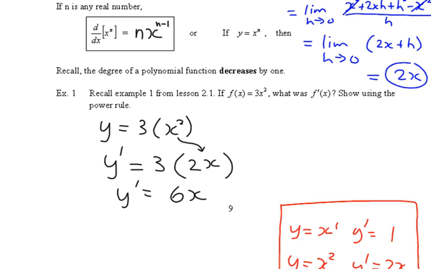And if you go back to example 1 of our previous lesson, you'll find that we did it by first principles. We used the formula, and we got 6x in the end, didn't we? So here, using the shortcut, we get the same answer.